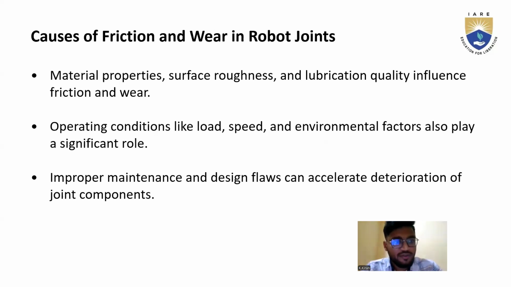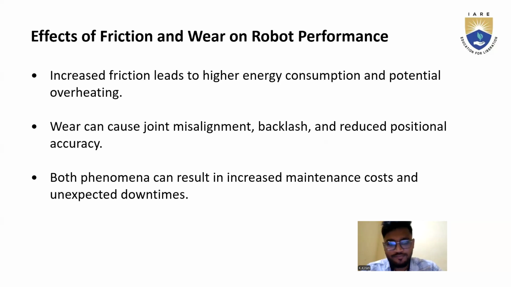Now, we can observe the causes of friction and wear in robot joints. Material properties, roughness, and lubrication quality influence friction and wear. Operating conditions like load, speed, and environmental factors also play a significant role. Improper maintenance and design flaws can accelerate deterioration of joint components.